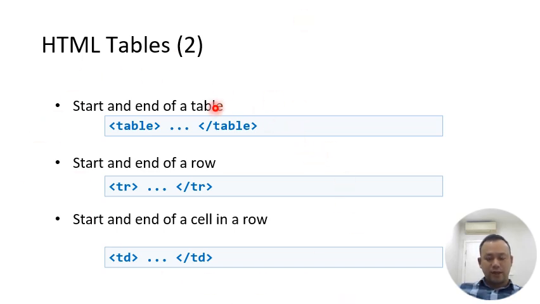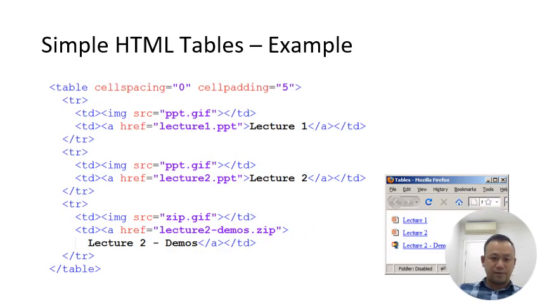Now we are describing some tags for an HTML table. We have something like table. We have start and end tags for a row. We have a cell like td. This is a simple HTML table.